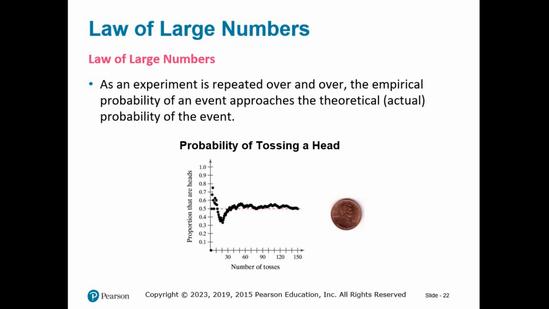It turns out that there's an interesting connection between classical probability and empirical probability. It's called the law of large numbers. It says that as an experiment is repeated over and over, the relative frequency recorded for the event, in other words, the empirical probability, approaches the theoretical probability of the event.